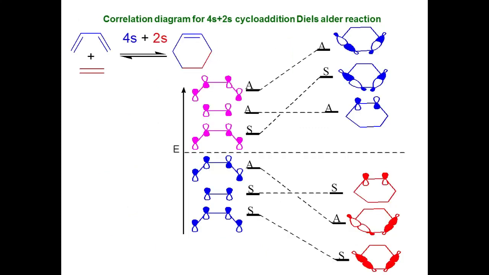Correlation diagram of 4s and 2s cycloadditions of Diels-Alder reactions. Here the same bond is a pi bond. In the 4s and 2s method, the bond is SAA and ASS. This is like this, and the energy, and for this SSA and for this formation SAS, it's just like that, changing the final product, right?